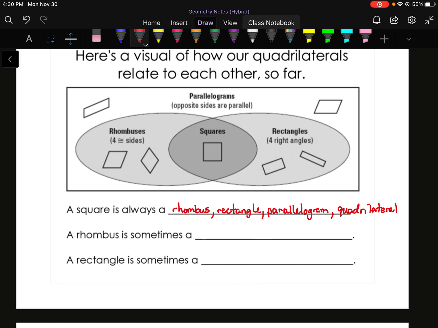A rhombus is sometimes a square, and it's also sometimes a rectangle. All you need is 4 congruent sides there, and some of those times those angles happen to be 90 degrees, which makes it a square and/or rectangle. A rectangle is sometimes a square if all the sides are congruent, and sometimes it is a rhombus.